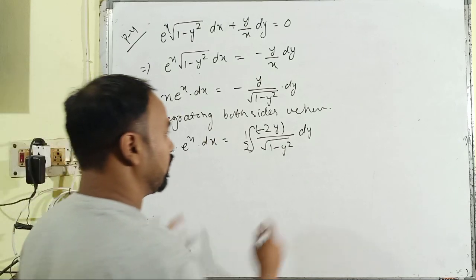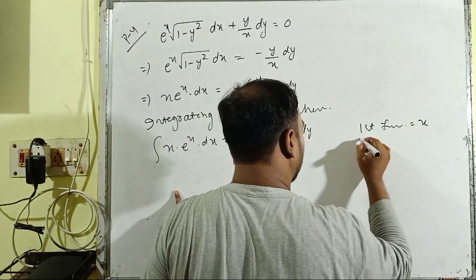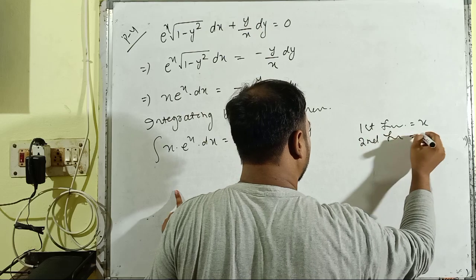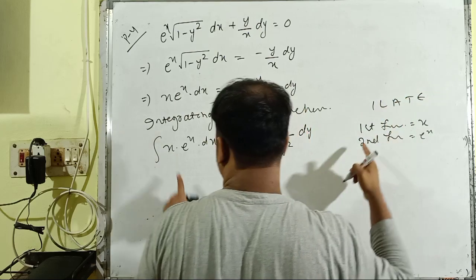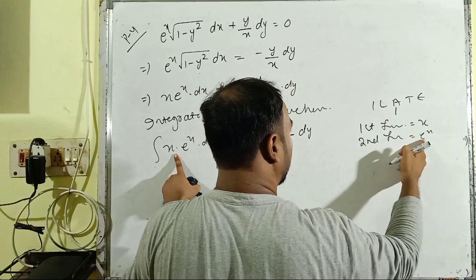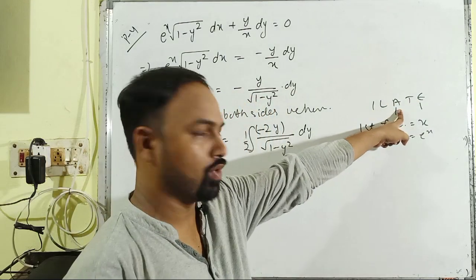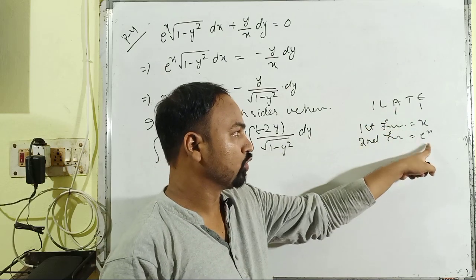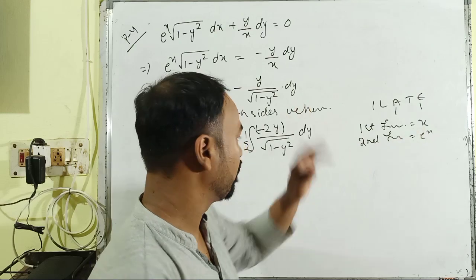So here the first function is x, the second function is e to the power x, because we have to go through the Euler rule, and here x is the algebraic function and e to the power x is the exponential function. As the algebraic function comes first, so it is the first function. As the exponential function comes later than the algebraic function, so it is the second function.